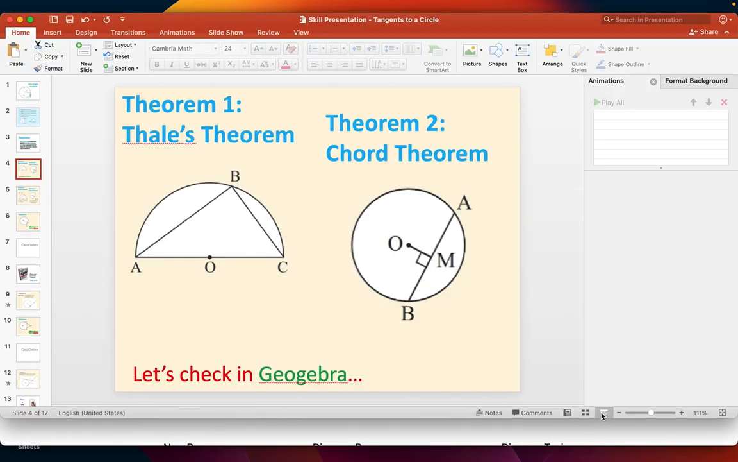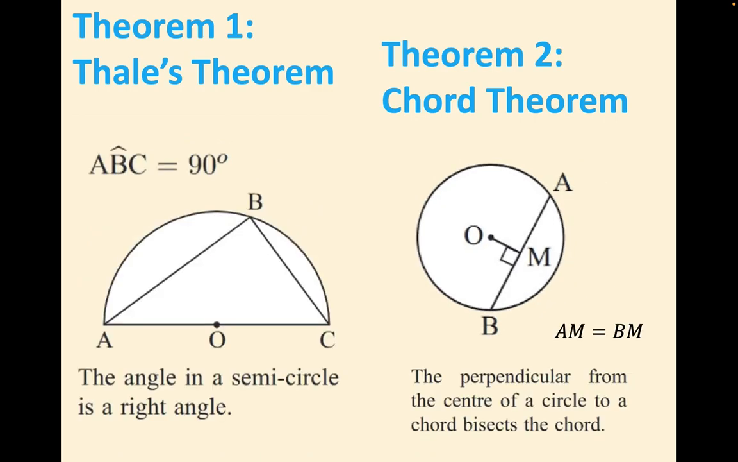Okay, so back here again, just to recap, in Thales' theorem, this angle here is 90 degrees. And in the chord theorem, AM equals BM. This portion of the chord is equal to this portion because this has bisected it. So M is also the midpoint of this chord.